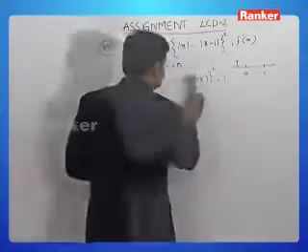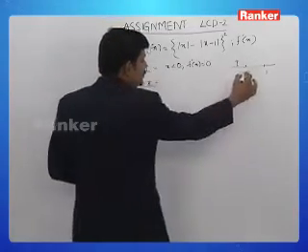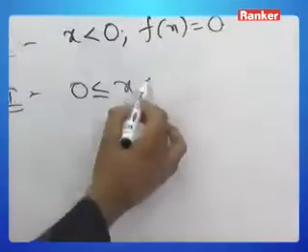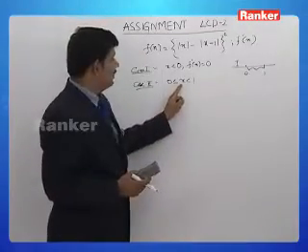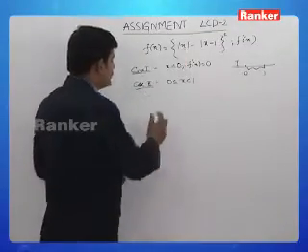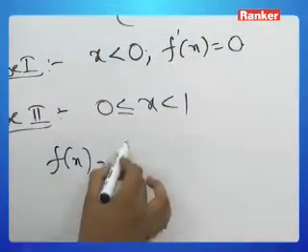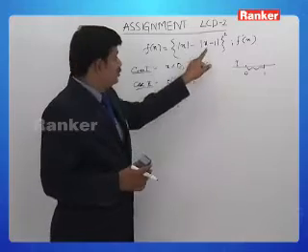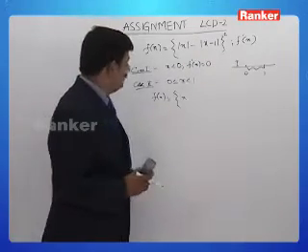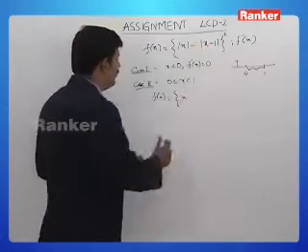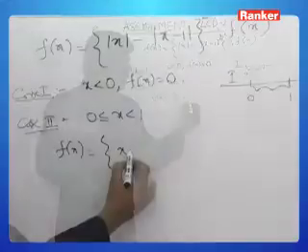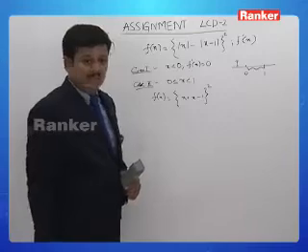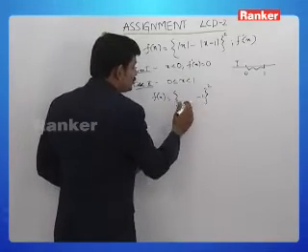Let us look at case 2, that is when x lies between 0 and 1. Whenever x is greater than or equal to 0, mod x is x. x is less than 1, so x minus 1 is negative. Mod x minus 1 will be 1 minus x. With minus sign, it is x minus 1. So, we have 2x minus 1 whole square.